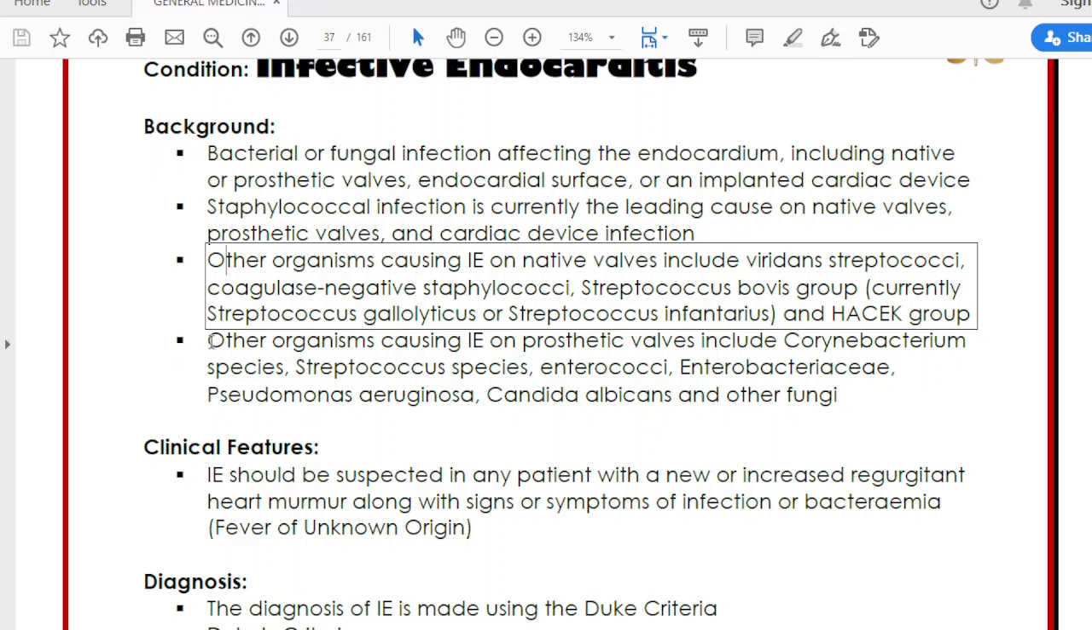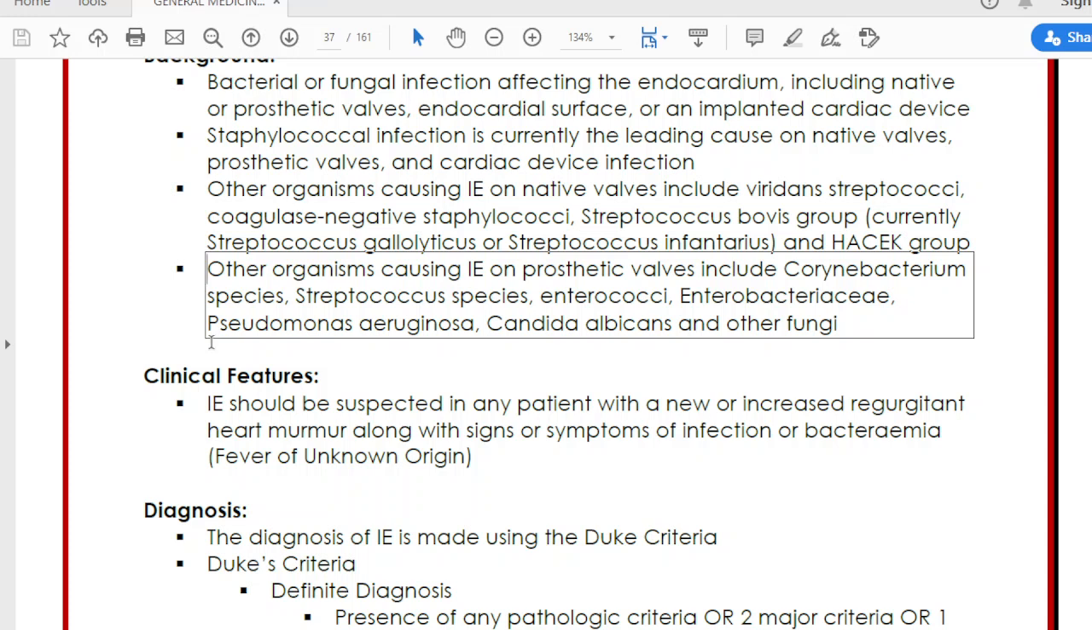infantarius, and HACEK group. Other organisms causing IE on prosthetic valves include Corynebacterium species, Streptococcus species, Enterococci, Enterobacteriaceae, Pseudomonas aeruginosa, Candida albicans, and other fungi.